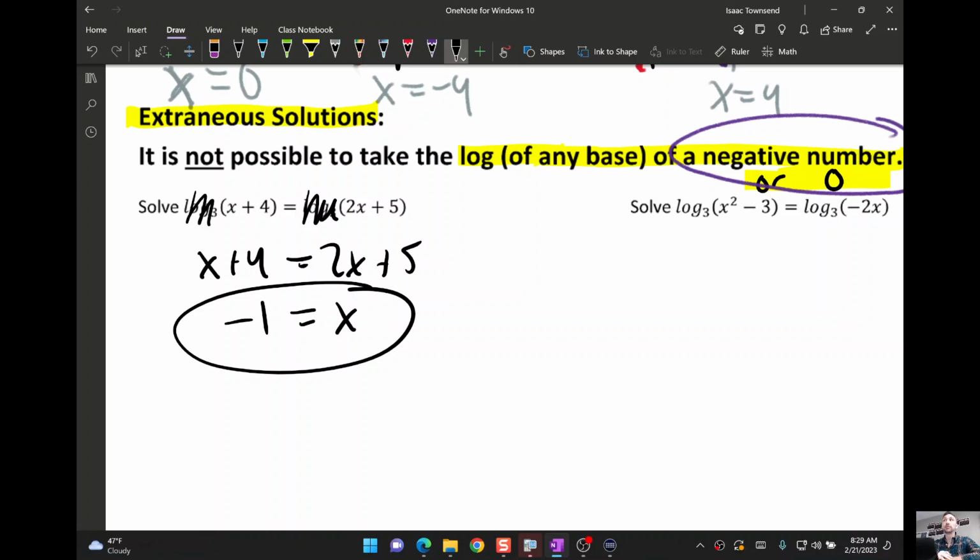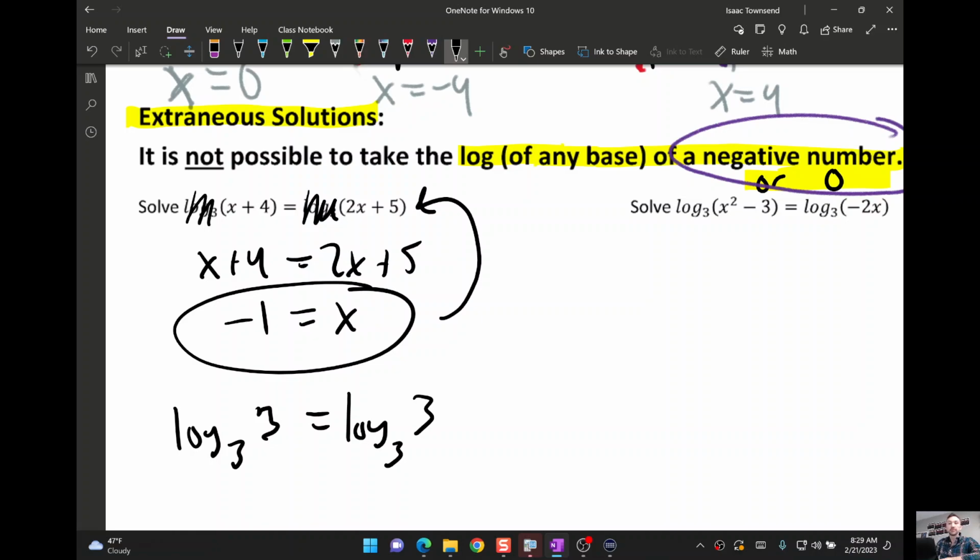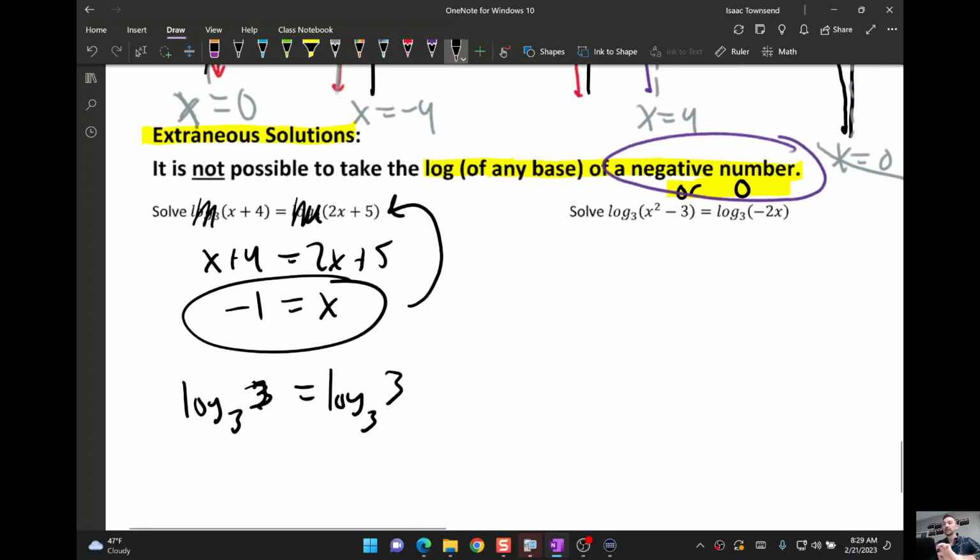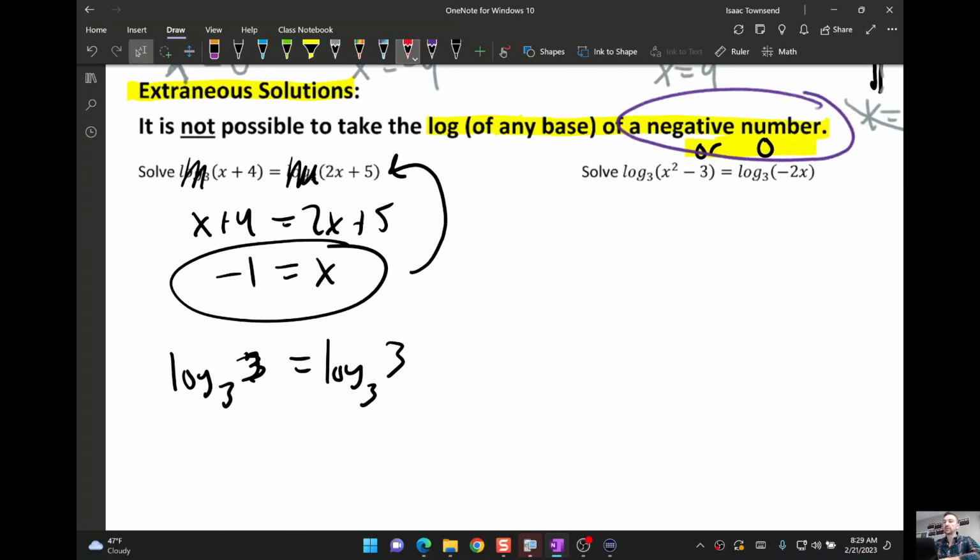But then you need to be careful. Can I have a negative answer? I can have a negative answer. I can't take the log of a negative number. So if I was to plug it in up here, it would be log base 3 of 3 equals log base 3 of 3. These are the same thing, right? And I'm not taking the log of 0, I'm not taking the log of a negative. You can have a negative answer, you just can't take the log of a negative number. I know it sounds similar, but not quite the same.